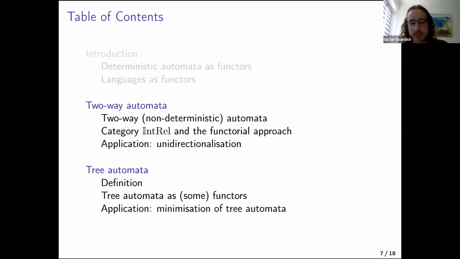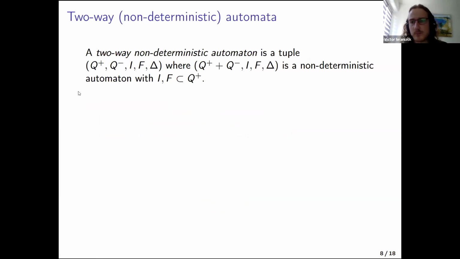Okay, so this was the introduction to put the context. And now the plan will be really simple, but I hope it won't be chaotic. My goal in the talk is to show you two nice examples, well, I think they are nice, and show you how the functorial approach can help you prove stuff, basically. So two sections: first two-way automata, then tree automata, but each time a definition, the functorial approach and how it works, and then an application. So let's start with two-way automata.